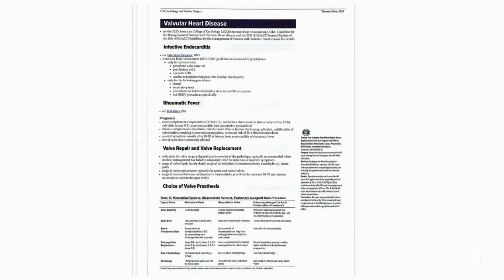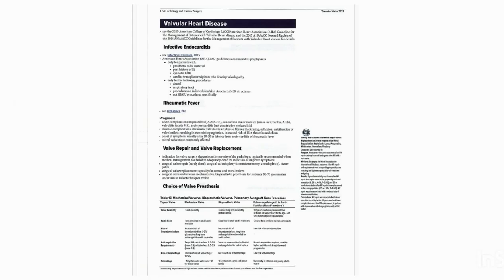Replacement most commonly involves the aortic valve and mitral valve. One important decision is selecting between a mechanical valve and a bioprosthetic valve, especially in patients between 50 and 70 years of age, where the optimal choice depends on individual patient factors and remains an area of ongoing discussion.